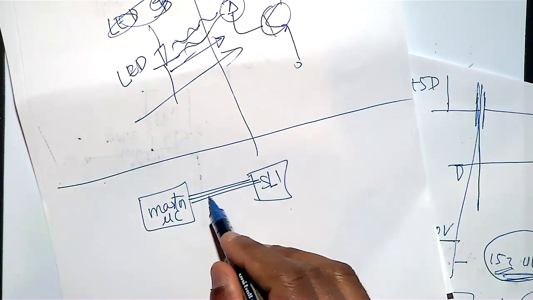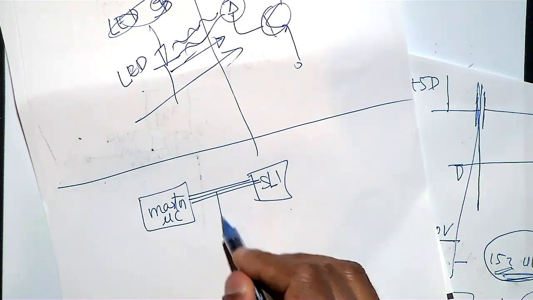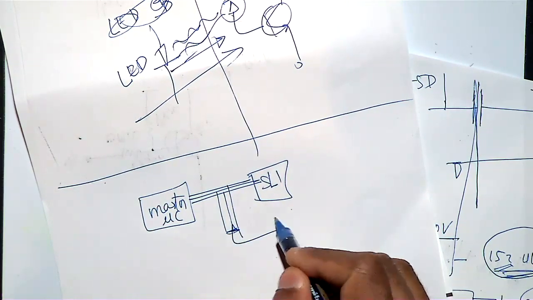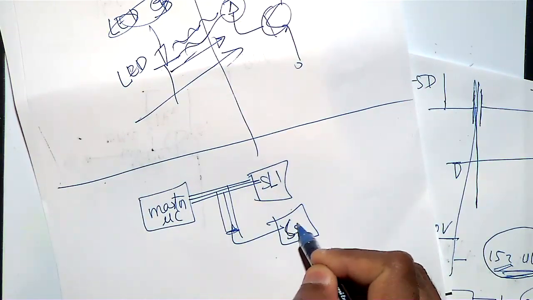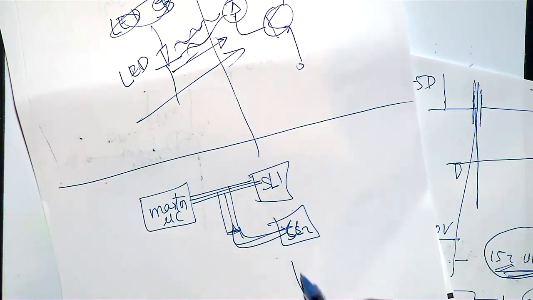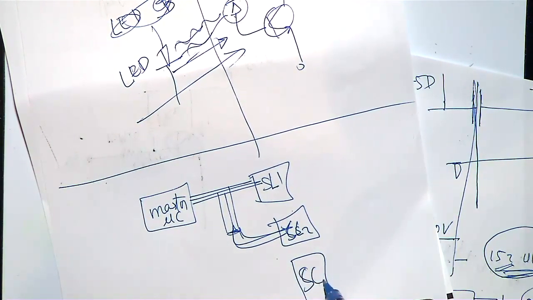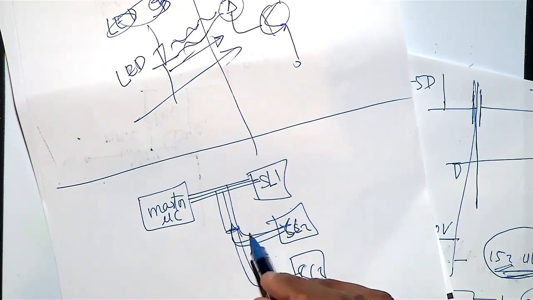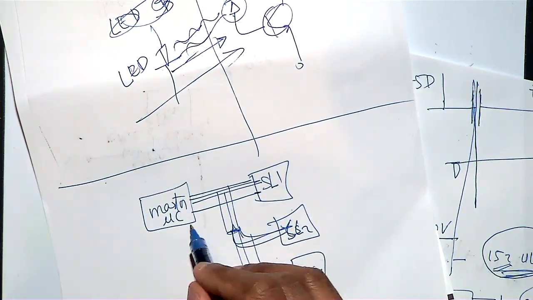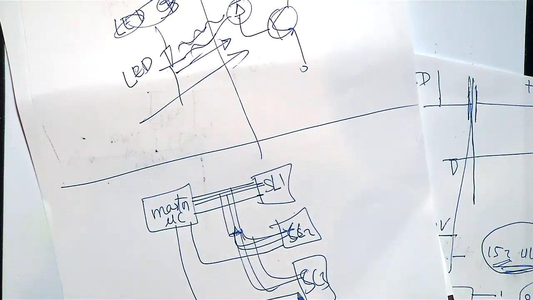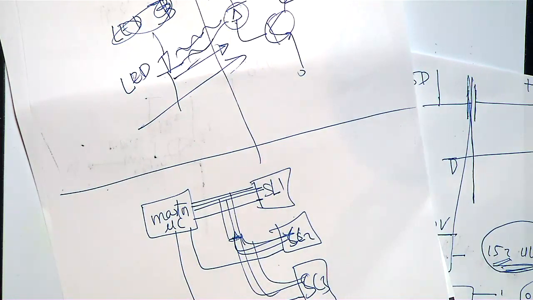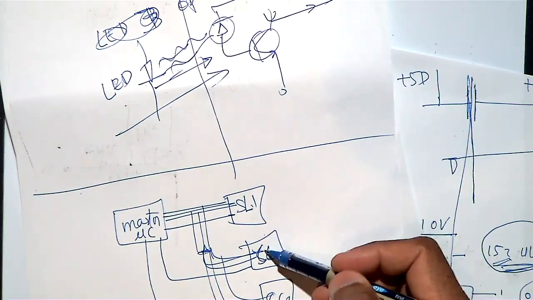Then again these 3 go to another, SL2, slave 2, and then another slave 3. Then you got select. You can select this one, or you can select this one, or you can select this one. So then you need a lot of pins and you will run out of pins. Then Philips thought, why do we need so many pins? Can we connect these things in parallel?